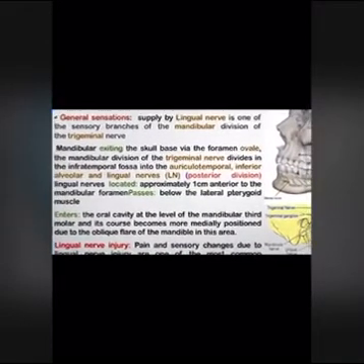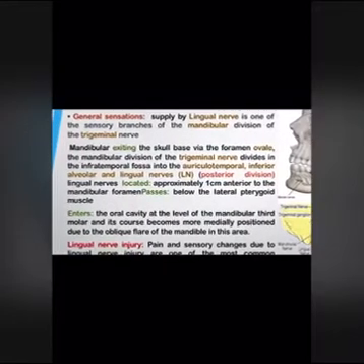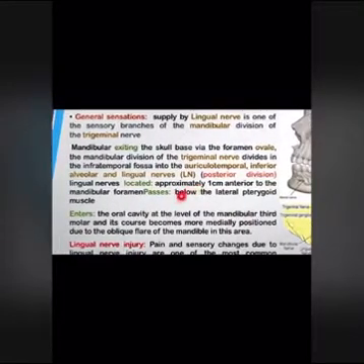The lingual nerve is located proximally, about 1 cm anterior to the mandibular foramen. The lingual nerve passes below the lateral pterygoid muscle and enters the oral cavity at the level of the mandibular third molar.